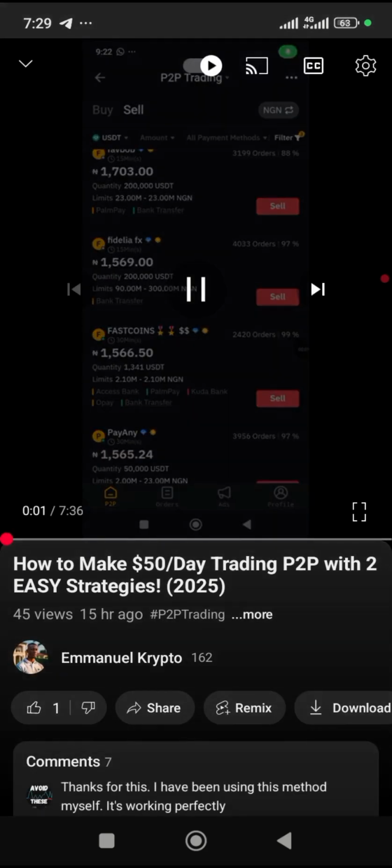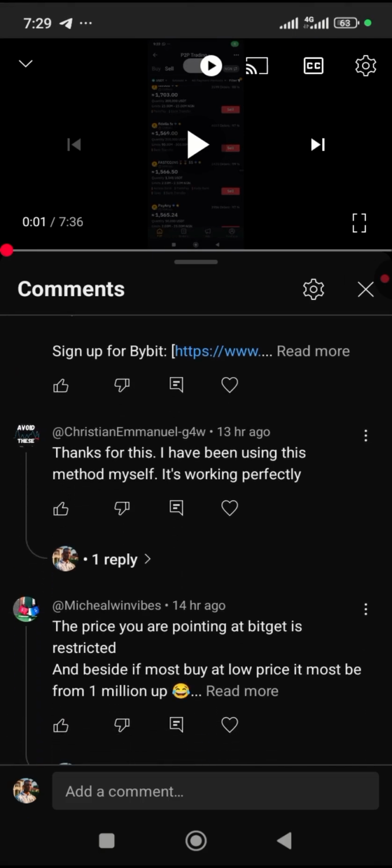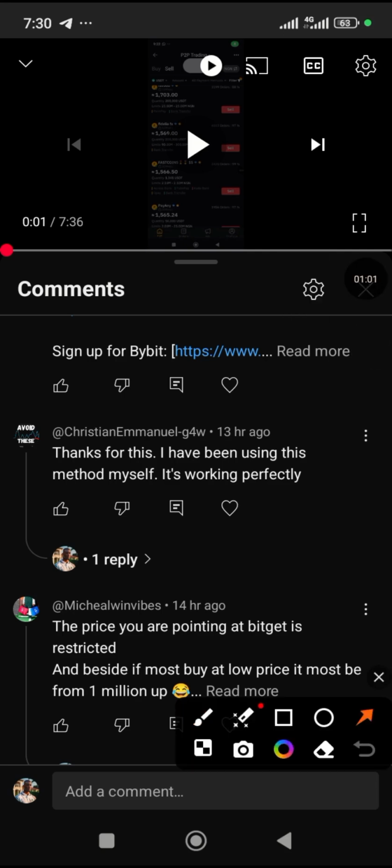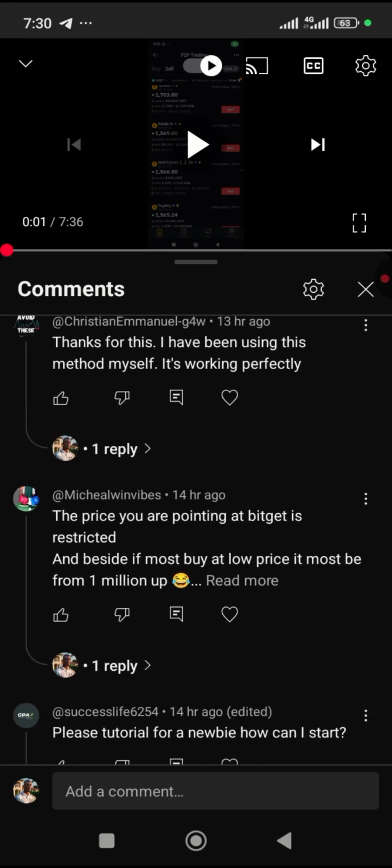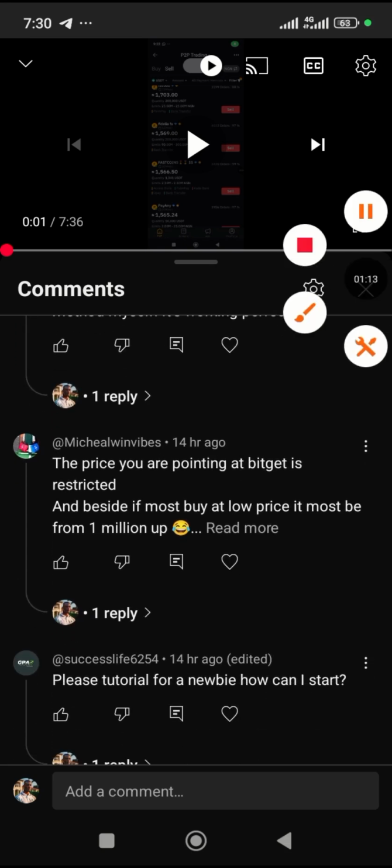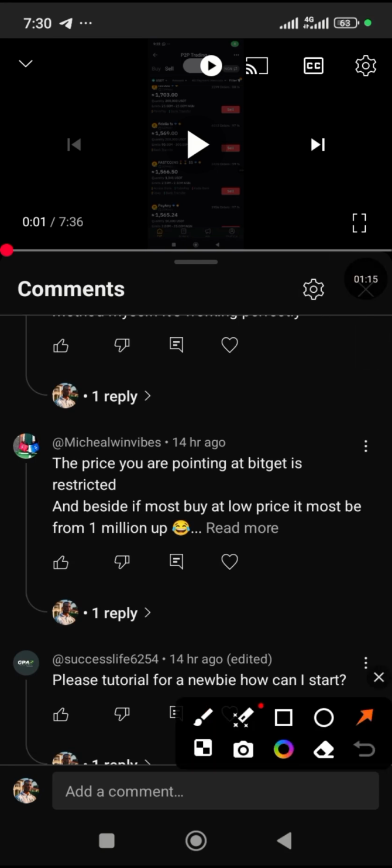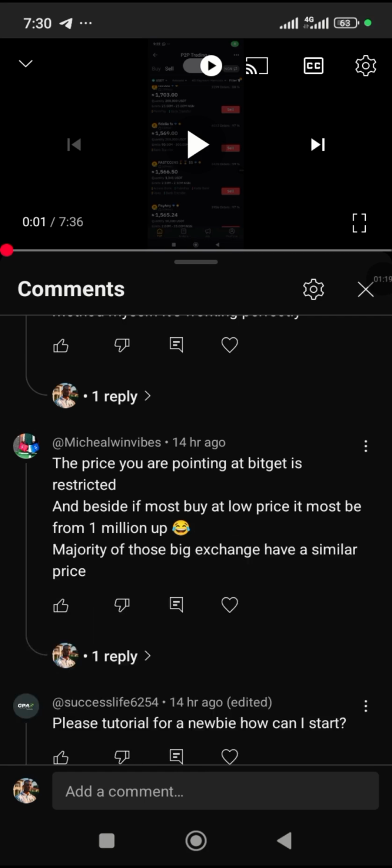I love some of the comments that I was able to see there, to show you that this strategy works. You could see this particular person comment. He said thanks for this, I have been using this method myself, it's working perfectly. You can see that somebody says this strategy is working perfectly, that they have been making use of it. And you could see this other person. He said the price you are pointing at on Bitget is restricted, and besides, if most buy at a low price, it must be from 1 million upward.